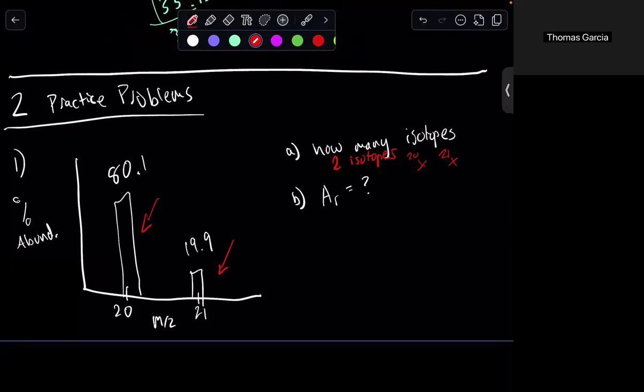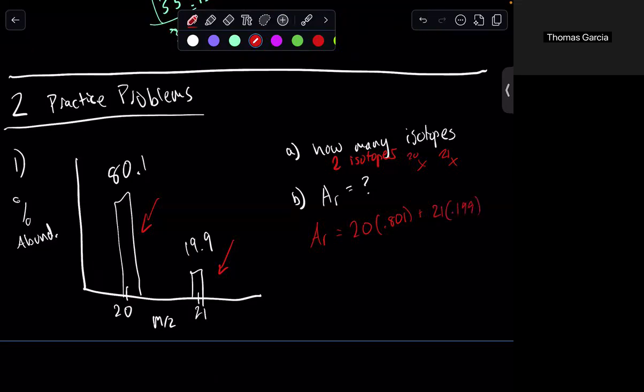And then what is the relative atomic mass? Well, we just have to plug in our formula. So we have our mass 20 times 0.801 plus 21 times 0.199. And when you plug that into your calculator, you should get a mass of about 20.2. All right, that is problem one.